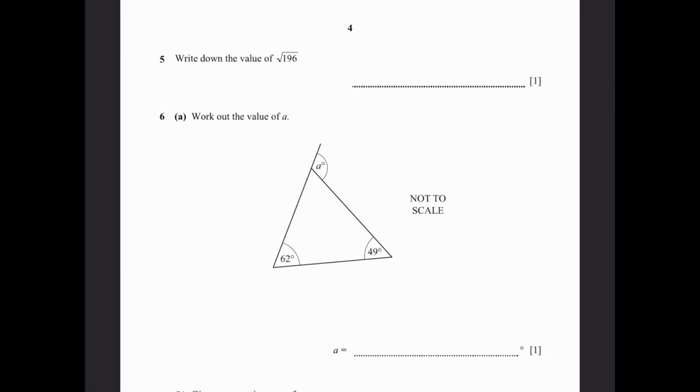Question 5. Write down the value of square root 196. We can't use a calculator, remember that. So 14 multiplied by 14 is 196. So root of 196 equals root of 14 into 14, or 14 squared, which is 14. And so we can write answer 14.